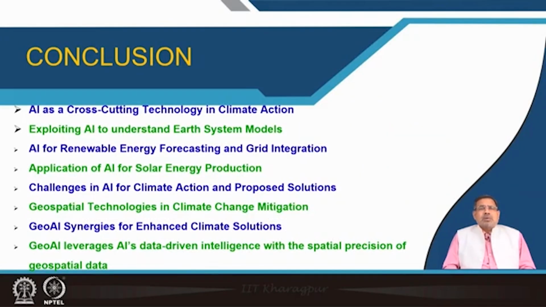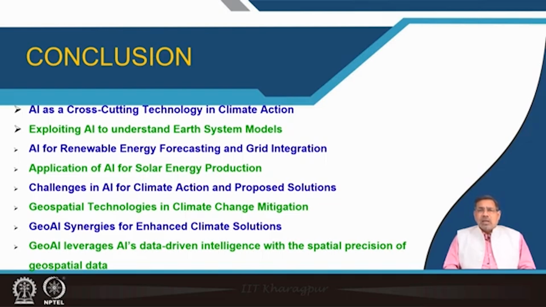So finally, coming to the conclusion, we discussed about AI. It is definitely a cross-cutting tool. Geospatial technology, that also is a cross-cutting tool. They have utility in terms of analyzing lot of data and data in the spatial scale. We discussed some of the examples as far as the Earth system model is concerned, as far as the grid level integration is concerned, as far as the solar energy production is concerned, and also in climate action. So these are the examples we have taken to understand and realize the utility of AI and geospatial tools, and together we call them GeoAI.